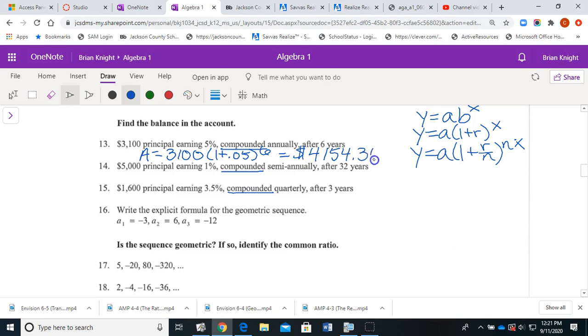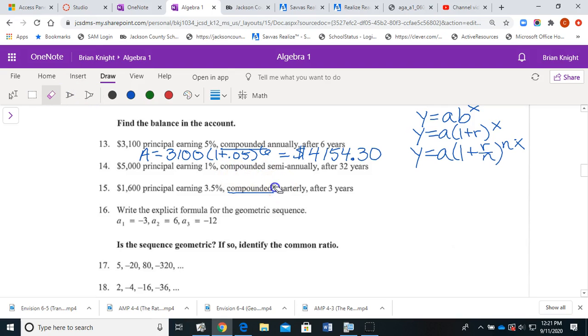$4,154.30. All right. It's a good amount. It's really not, but we made about $1,000 in 6 years. That's not too bad. Okay, it's better than losing $1,000 in 6 years.